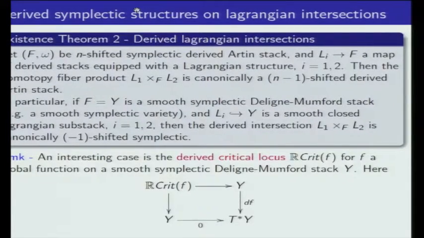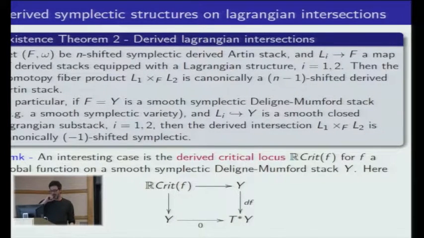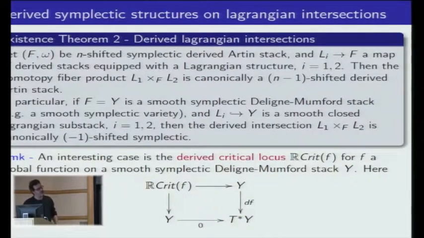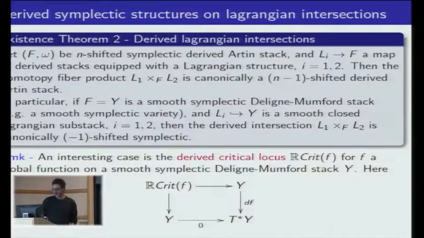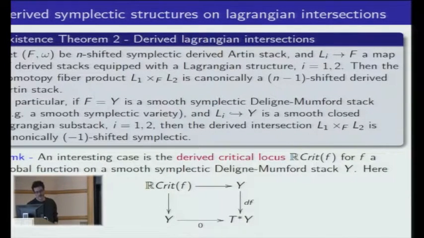And the theorem is the following. If you have two maps from L1 and L2 to F, F is symplectic, and you have two Lagrangian structures on these two maps, then the homotopy fiber product of these two derived stacks is n minus 1 shifted symplectic. So if you take two Lagrangians, I mean the intersection, in something which is n-symplectic, the intersection loses 1 degree of shift, but it's still symplectic.